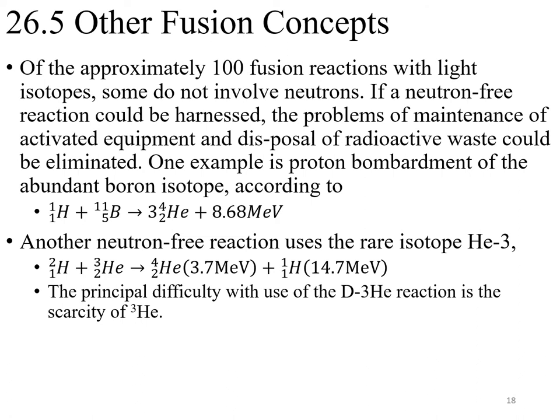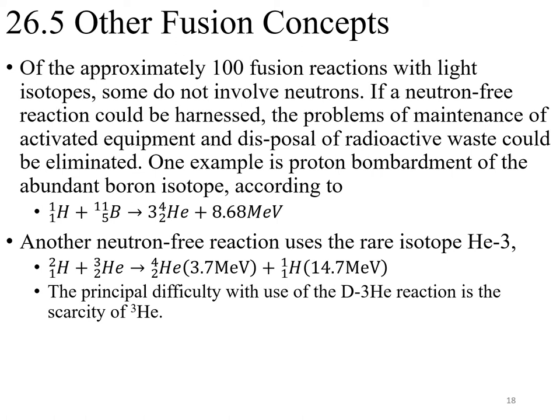Of the approximately 100 fusion reactions with light isotopes, some do not involve neutrons. If a neutron-free reaction could be harnessed, the problems of maintenance of activated equipment and the disposal of radioactive waste could be eliminated. One example is the proton bombardment of the abundant boron isotope according to this equation. In this equation, we have a proton hit the boron, produce 3 helium and energy.